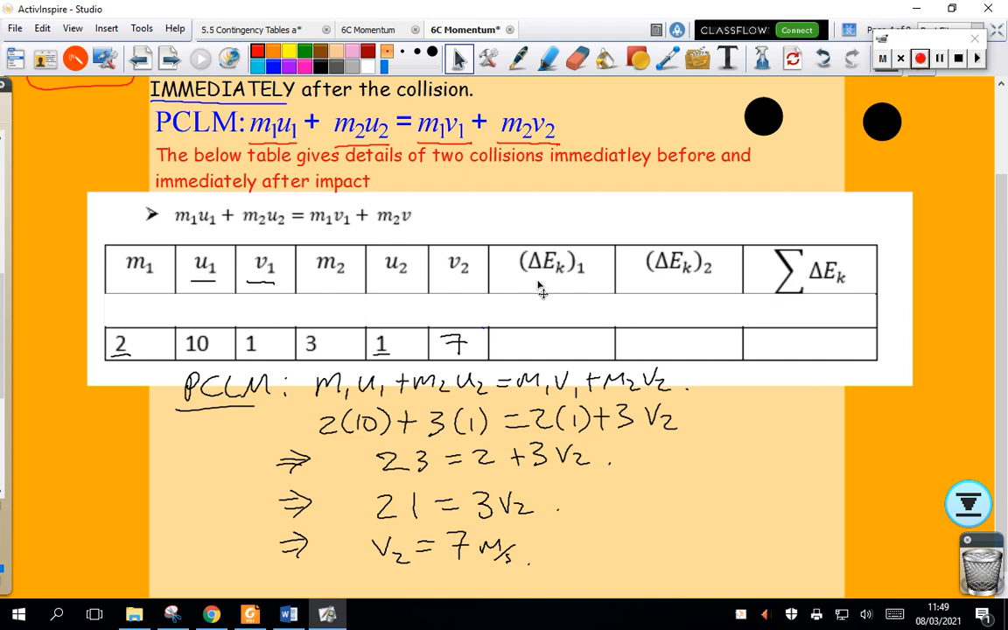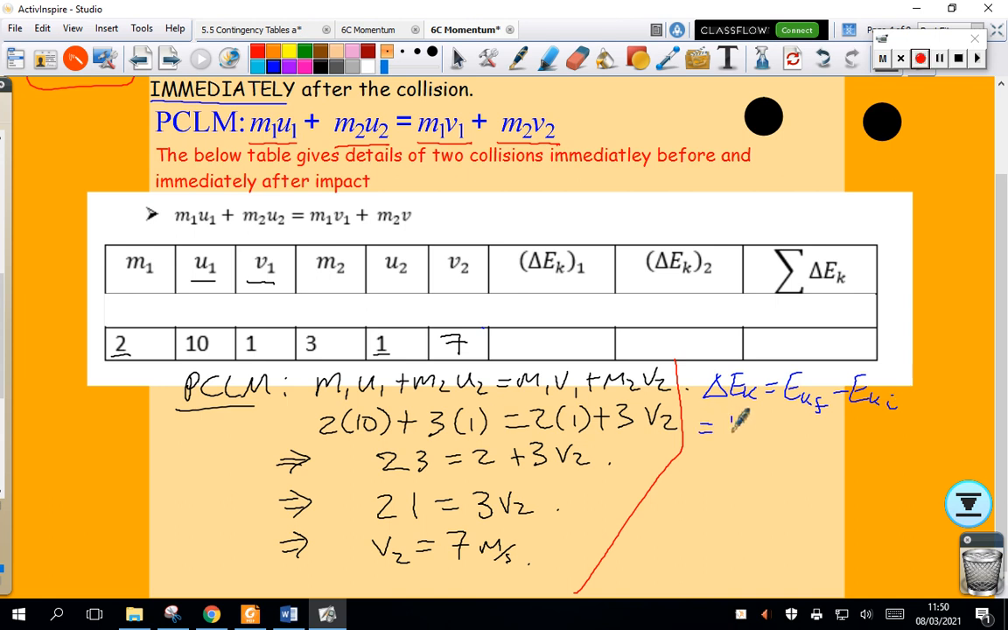Let's think about this. I want to look at the change in kinetic energy of object 1. So to find the change in kinetic energy of object 1, what do I do? Well, the change in kinetic energy will be equal to the final kinetic energy minus the initial kinetic energy. Ek final minus Ek initial.